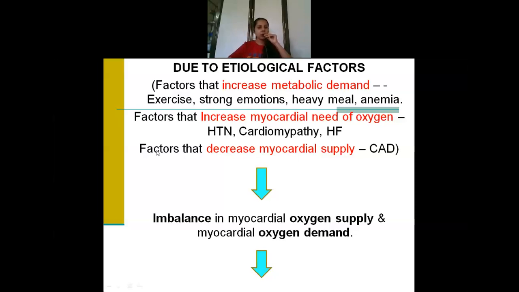Need not bother about this thing. Just mention due to etiological factors. You can write down some of the etiology like hypertension, DM, cardiomyopathy, coronary artery disease, heavy meal, exercise. Okay, all that, what will happen? It will result in imbalance in oxygen supply and oxygen demand. Okay, because of the etiological factors, there will be imbalance in the oxygen supply and oxygen demand.